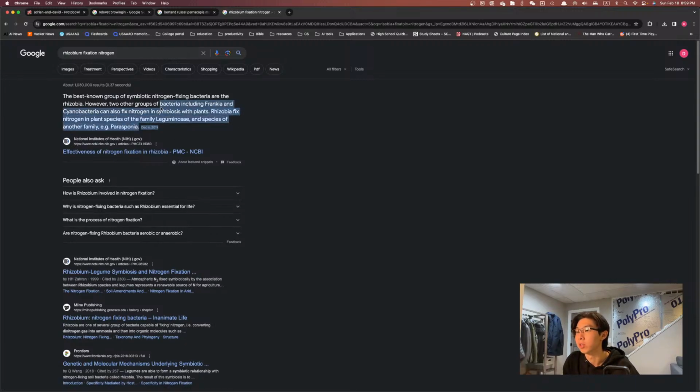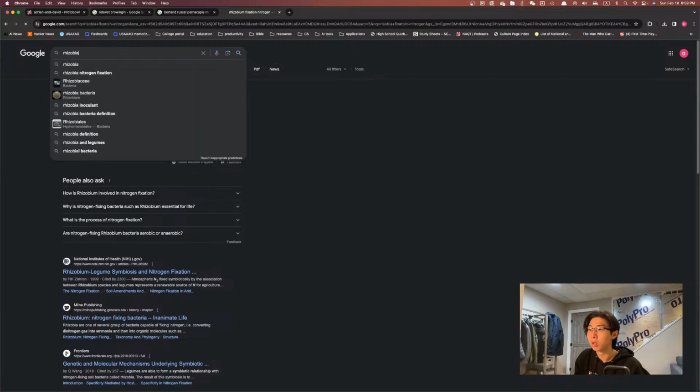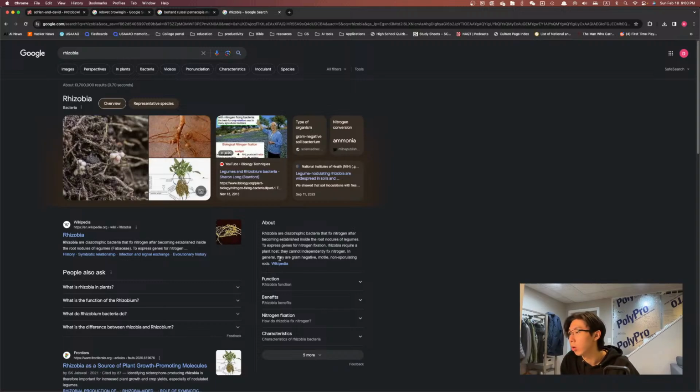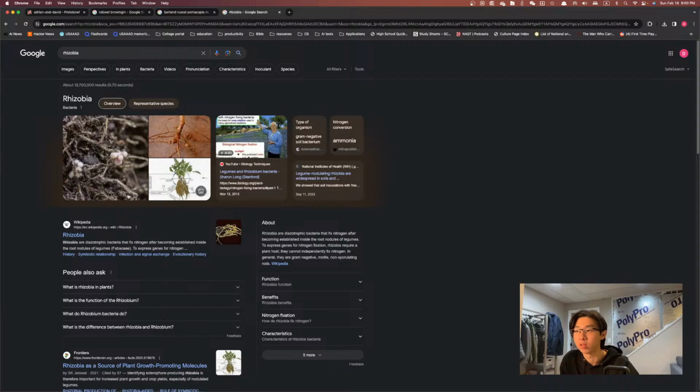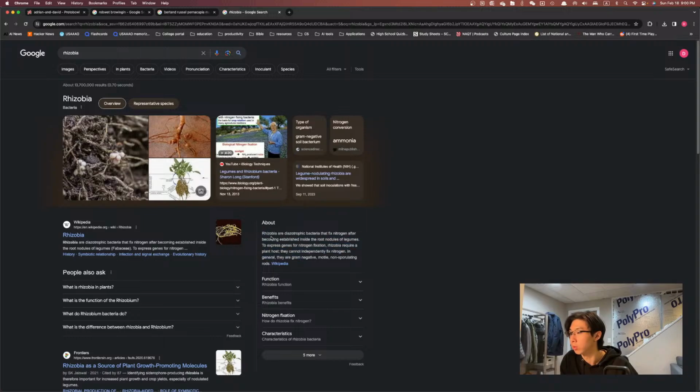Okay, rhizobium fixation. Rhizobia. Bacteria that fixate nitrogen after being established inside the root nodules of legumes. Okay, so this is what makes beans able to absorb nitrogen into the ground, and thus fertilize the soil. Rhizobia. Okay, that's the bacteria. Rhizobia. Okay. Madagascar, half the island was owned by France. Okay.